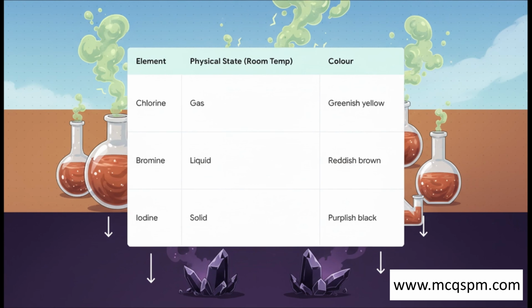Up at the top, you've got chlorine, which is a greenish-yellow gas. Go down one step to bromine, and suddenly it's a reddish-brown liquid. Go down again to iodine, and it becomes a purplish-black solid. You see that pattern? Gas to liquid to solid. And their colors get darker and deeper as you go down, too.